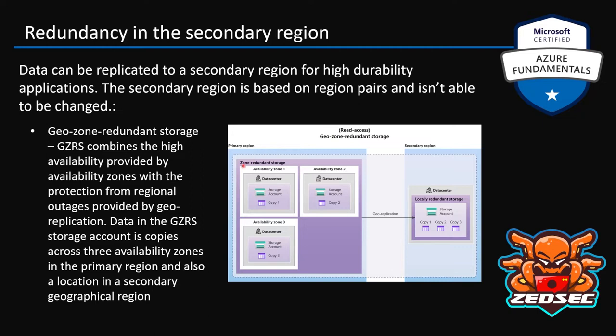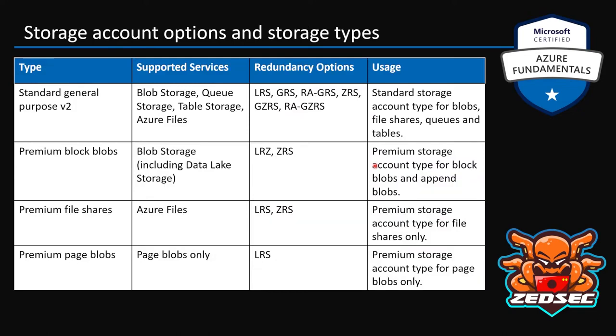So you've got your primary region here, and you've got your classic ZRS here, where it's zone redundant, and you've got 3 availability zones. But then even if one data center goes down, you've got these 2 other availability zones. But then if the whole region goes down, well, you've still got a secondary region, which is pretty cool.